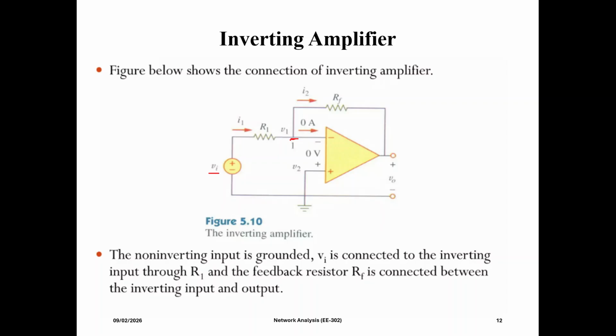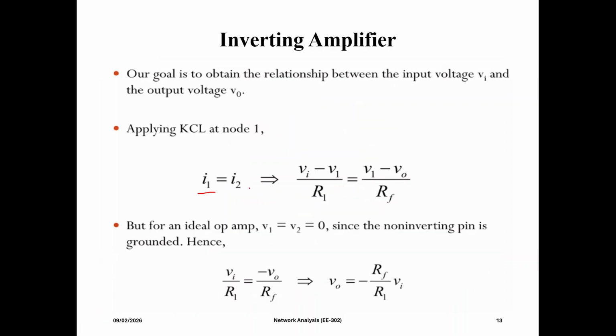Here, by applying nodal analysis, I1 will be equal to Vi minus V1 over R1, and I2 will be equal to V1 minus V output over RF. So by applying KCL at node 1, we'll get this equation.